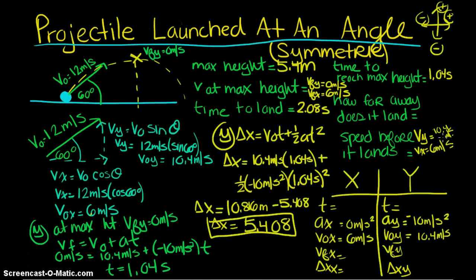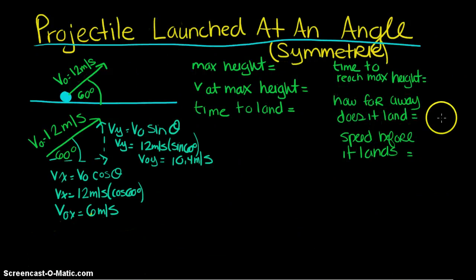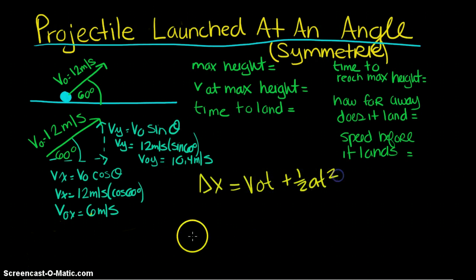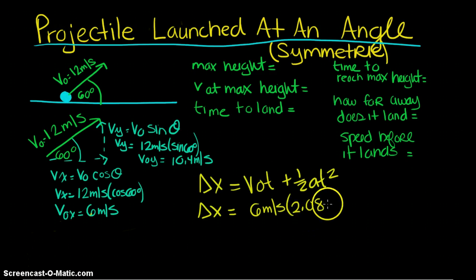Okay, so the last thing that we want to find is how far away does it land? So I'm going to give us a little bit more room here to do that. How far away does it land? Okay. So I'm going to use delta X in the X equation here to help us out with this. And we're looking for delta X. The V initial in the X is 6 meters per second. And the time of the entire flight we found using Y analysis, and it was 2.08 seconds. Acceleration in the X direction is zero, so that whole component becomes zero, and delta X in the X is 6 times 2.08, which gives you 12.48, so about 12 and a half meters.